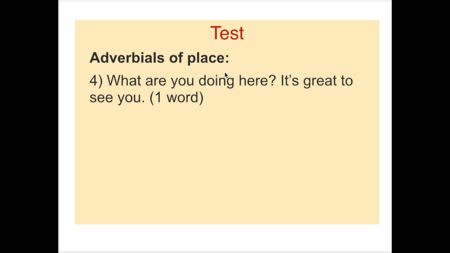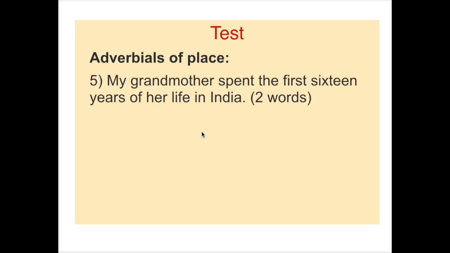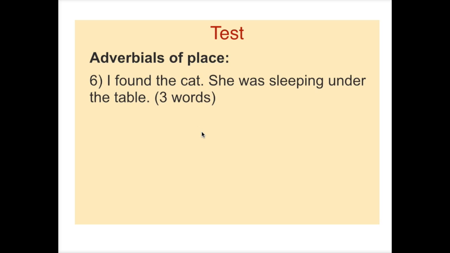Now we're moving on to adverbials of place. What are you doing here? It's great to see you. One of those words is an adverbial of place. Number 5, my grandmother spent the first 16 years of her life in India. We have 2 words, the 2 adverbials of place. Number 6, I found the cat. She was sleeping under the table. There you have 3 words.